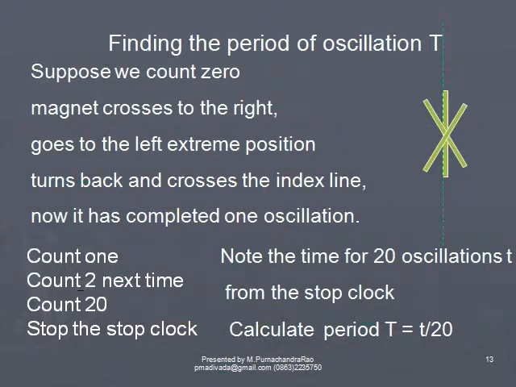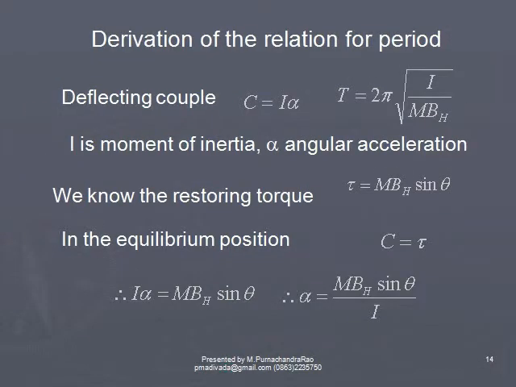Note the time taken for 20 oscillations from the stop clock. Calculate the period of oscillation from the relation: period of oscillation is equal to total time taken divided by the total number of oscillations. Capital T is equal to small t by 20.